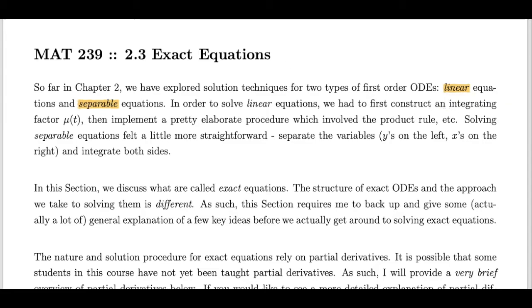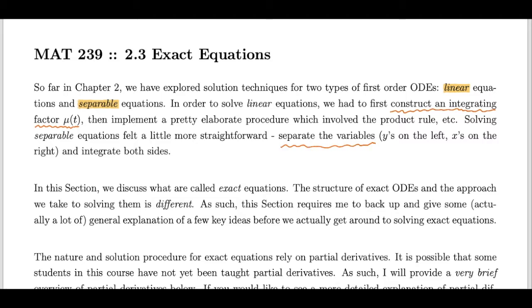To summarize our approach to these two types of ODEs, in order to solve linear equations, we had to first construct an integrating factor called mu of t, and then we followed a pretty elaborate process that involved identifying the structure of the product rule on the left-hand side of the equation, and then following the necessary steps. In contrast, separable equations felt a little bit more straightforward. We simply separate the variables and then integrate both sides.